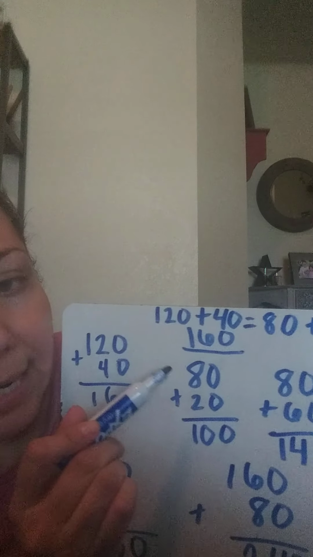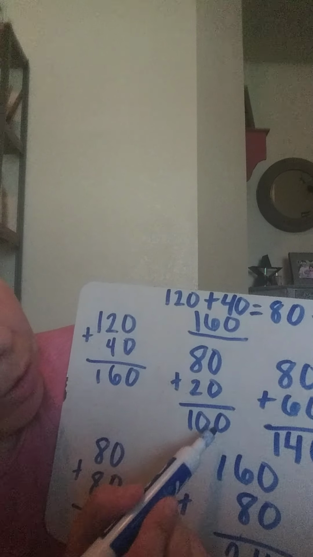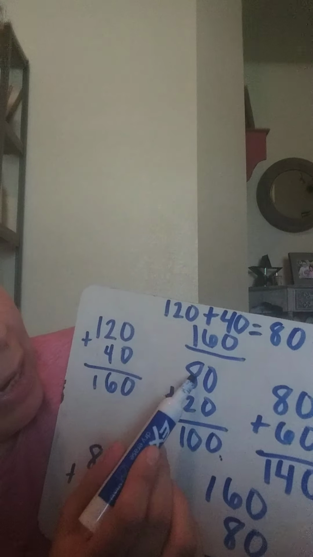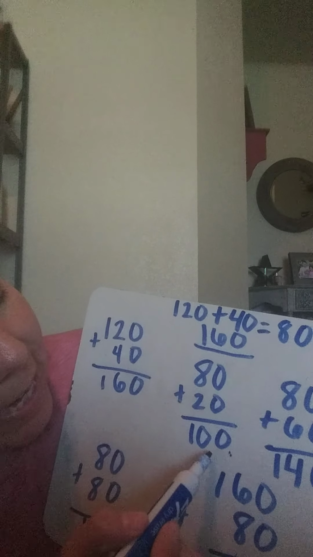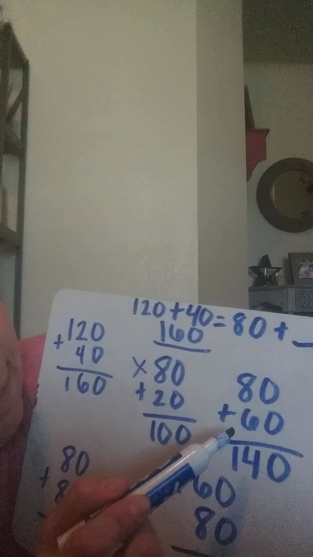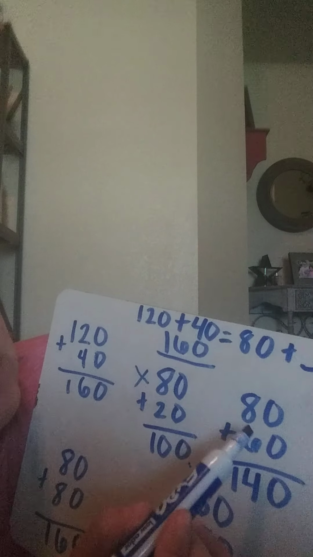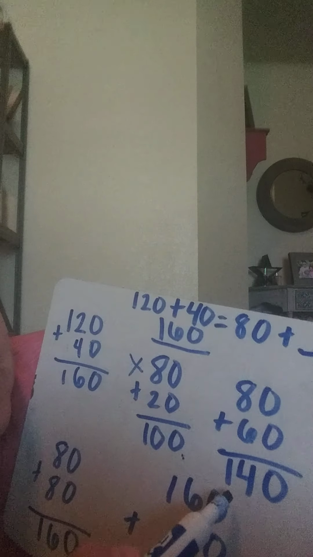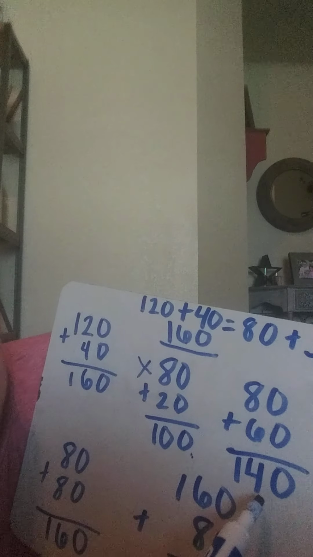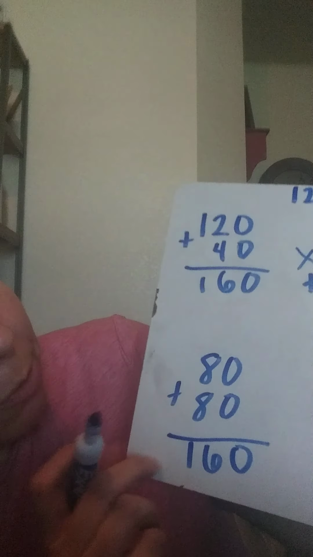So 80 plus 20 equals what? 0 plus 0 equals 0. 8 plus 2 equals 10. So is 100 the same as 160? No. Okay, now the other one is 80 plus 60. Let's figure out if this equals 160. 0 plus 0, 0. 8 plus 6, 14. So the total is 140. Is that equal to 160? Nope.